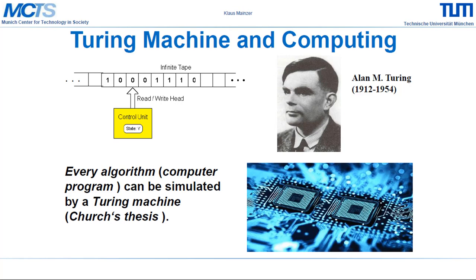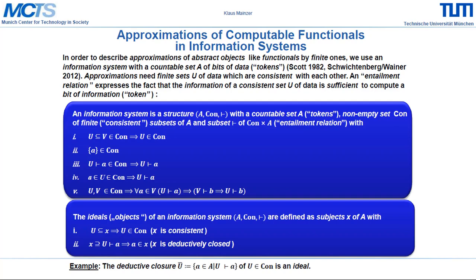But Turing's concept is restricted to numerical functions, and concerning the applications, for example in physics, we use functionals. In quantum physics, the observables are considered functionals. So in order to describe approximations of abstract objects like functionals by finite ones, here we use the concept of an information system with a countable set of bits of data. The idea was introduced by Scott, later elaborated by Schütte and others, and the approximations need finite sets of data which are consistent with each other.